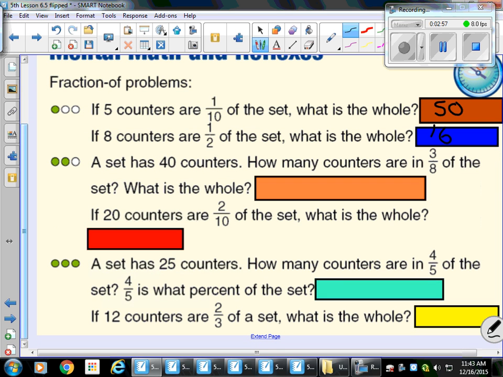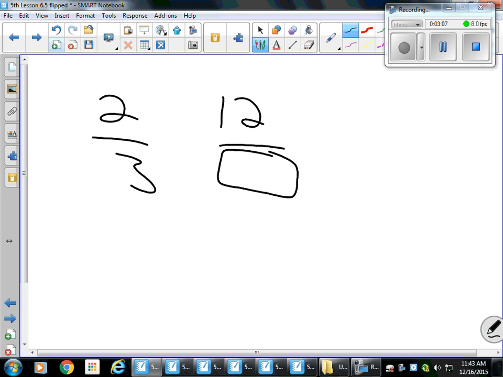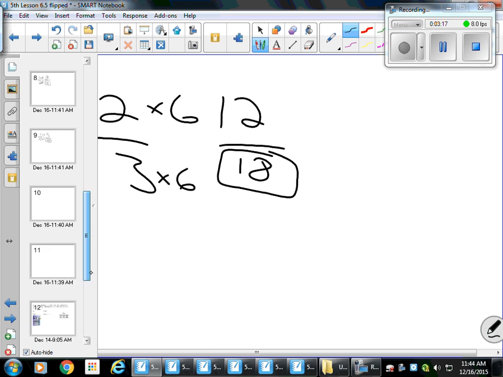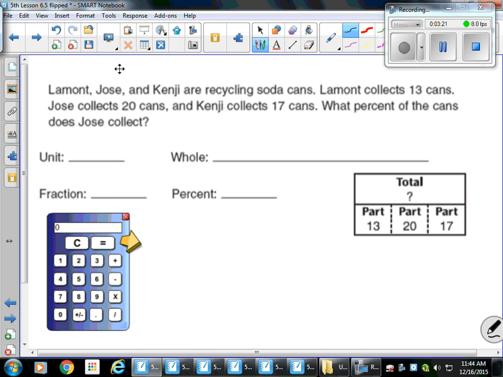If 12 counters are 2/3 of the set, what is the whole? So 12 would be my numerator. So 2/3 would be 12, right? I want to find out how big the set is, which is my whole, which would be my denominator. 2 times 6, 3 times 6 equals 18. That is my whole. Now we're going to jump ahead, since I showed all my work, to a few problems that you might come across tonight, or tomorrow I should say, okay?